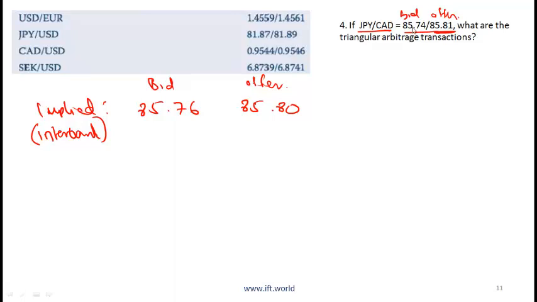In this situation, the dealer is giving you a bid quote of 85.74. This means that the dealer will buy from you at this. Dealer buying from you means you can sell to the dealer for 85.74. So if you can sell to the dealer for 85.74, how much are you buying for in the interbank market? In the interbank market, you would buy for 85.80. So here again, you cannot make an arbitrage profit, because in this market you would buy for 85.80 and to the dealer you would sell at 85.74. So the answer here is that there are no transactions that you can perform to make an arbitrage profit.